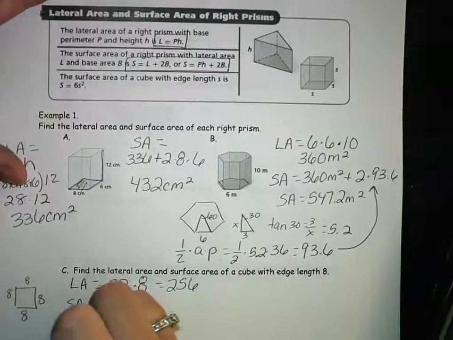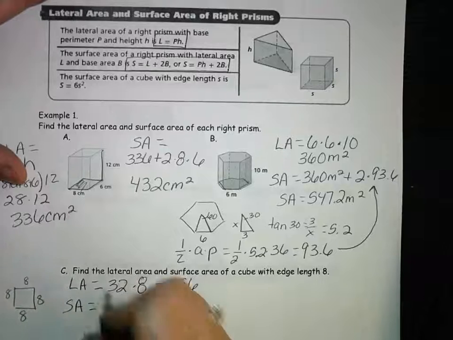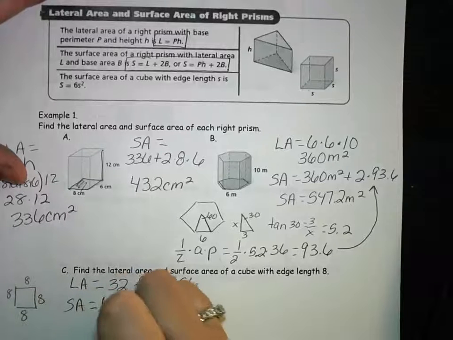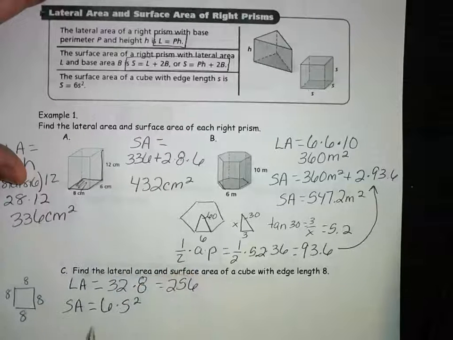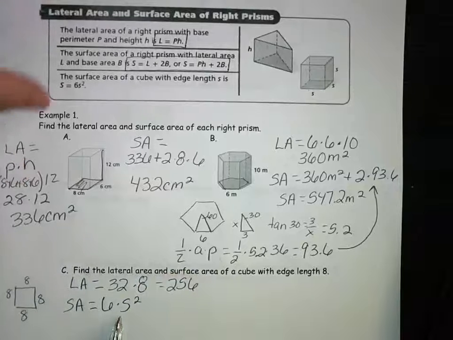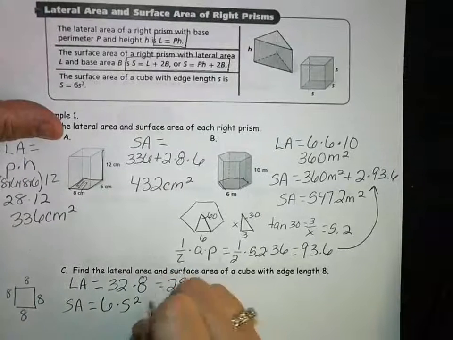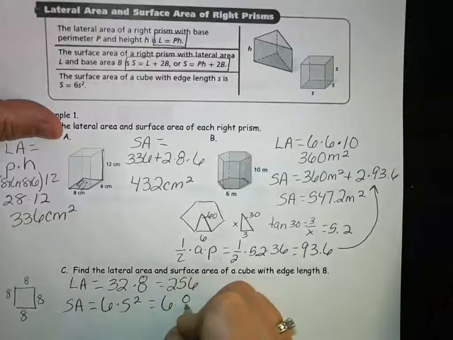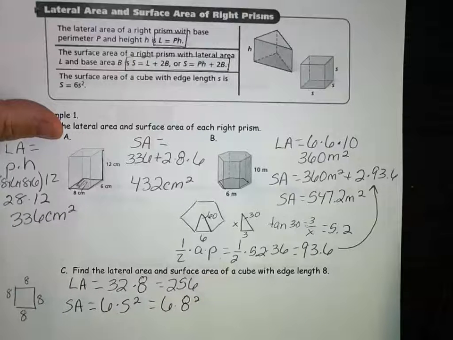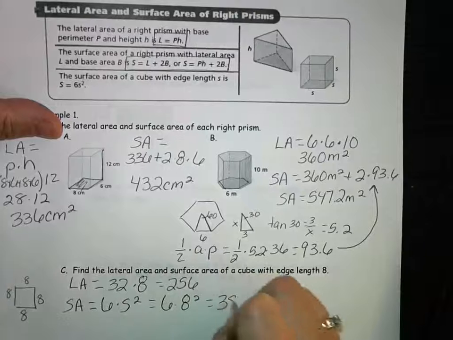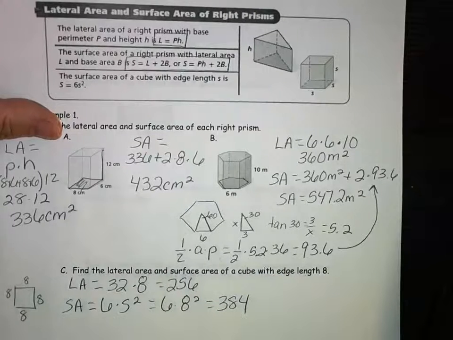And our surface area of a cube is a special case. It's 6 times side squared. Side is a square, so all of those squares are the same. So that is 6 times 8 squared, and that ends up being 384.